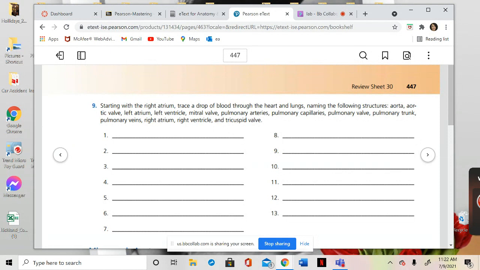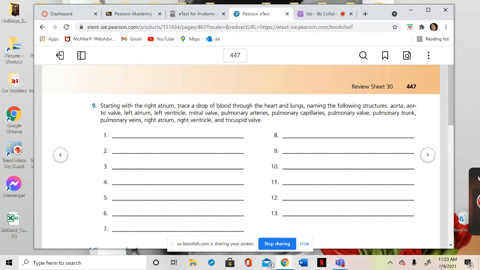If you understand the circulation of the red blood cells in the human body, you are going to be able to answer these questions.